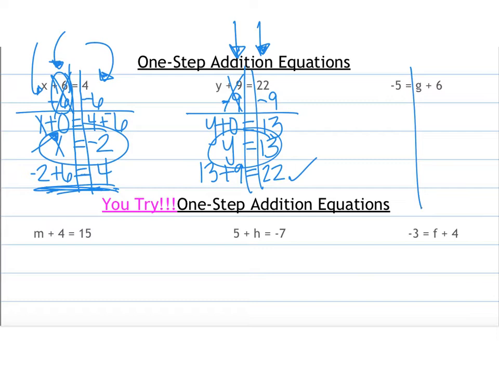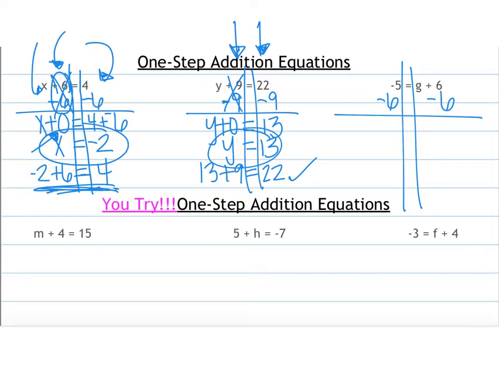All right, negative 5 equals g plus 6. So there's my slide to separate my left and right. Now I can see that the variable is on the right side and it's being added to 6. So I do the opposite, which is subtracting 6, and then I subtract 6 over here.